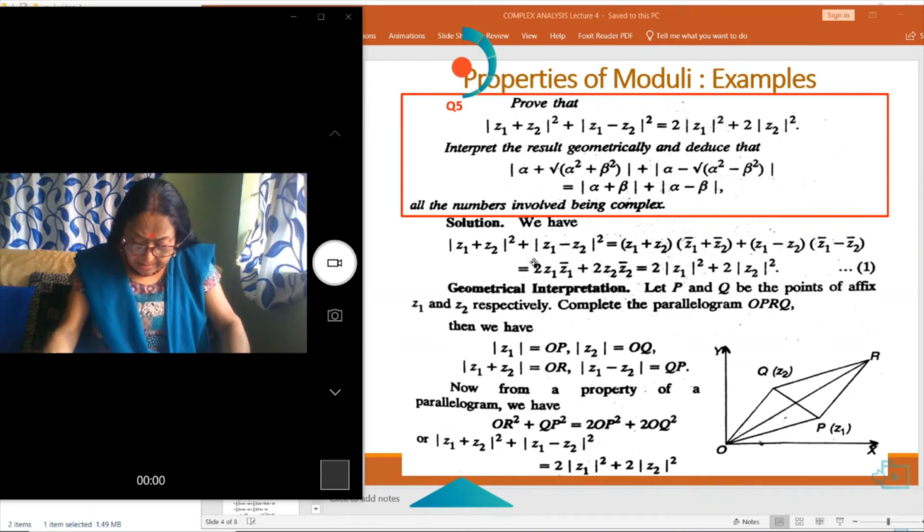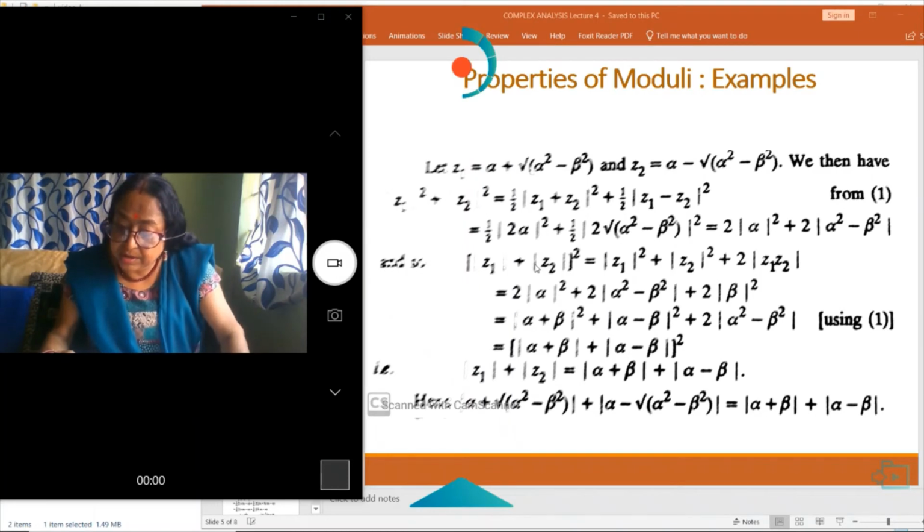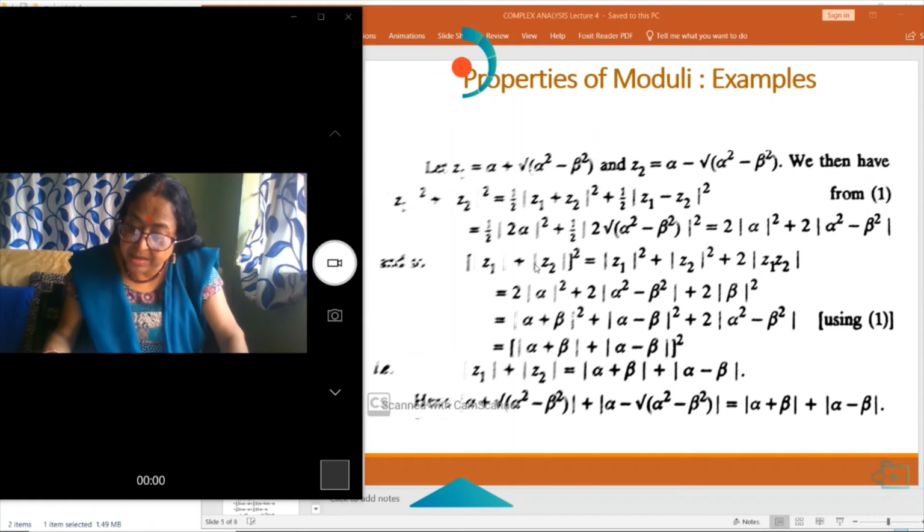OR square can be written as Z1 plus Z2 modulus the whole square, and QP square as Z1 minus Z2 modulus the whole square, is equal to 2 times Z1 mod the whole square plus 2 times Z2 mod the whole square. So in this way, this identity is proved. Now, just put Z1 is equal to alpha plus root of alpha square minus beta square, and Z2 is equal to alpha minus root of alpha square minus beta square.